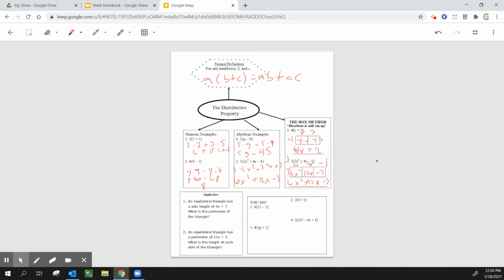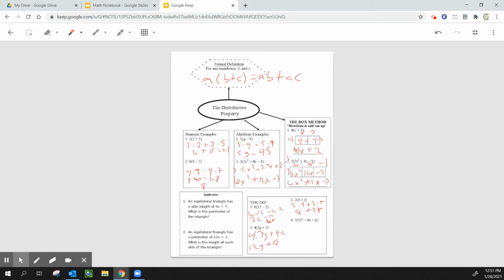Okay, welcome back. Let's check. So in the first one, I have 6 times 12 minus 6 times 2. So 6 times 12 is 72, minus 12 would be 60. In number 2, I have 2 times 4 plus 2 times t. So I get 8 plus 2t. Or if it was an answer choice, we'd probably see 2t plus 8, because we know we go variables before we put the constants in, just like with combining like terms. In number 3, I do 4 times 3g plus 4 times 2. So I get 12g plus 8.